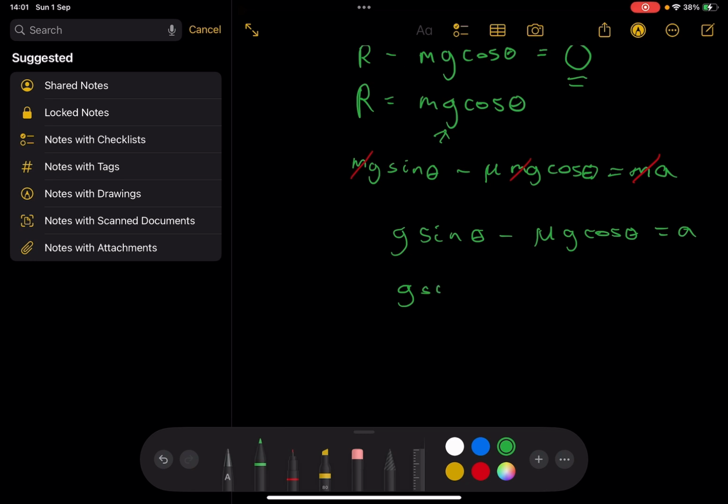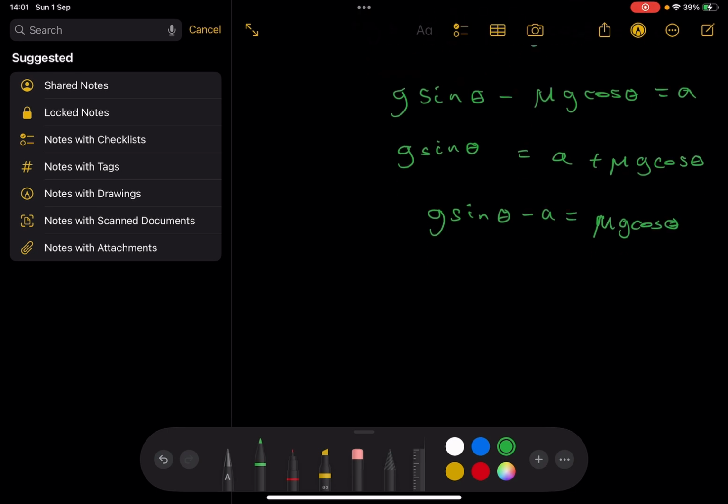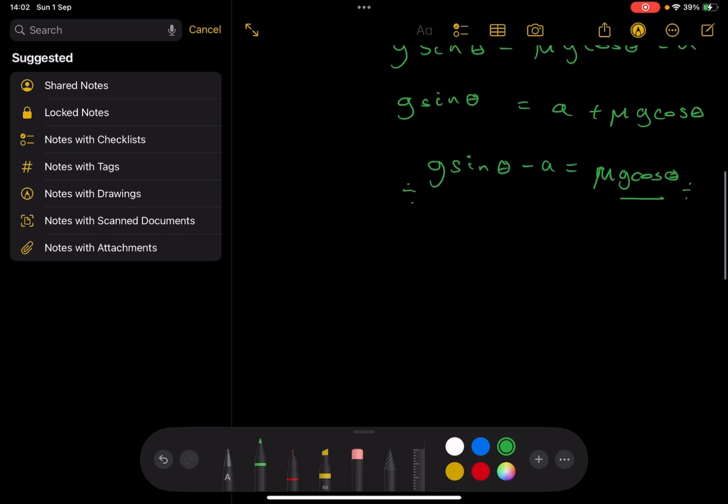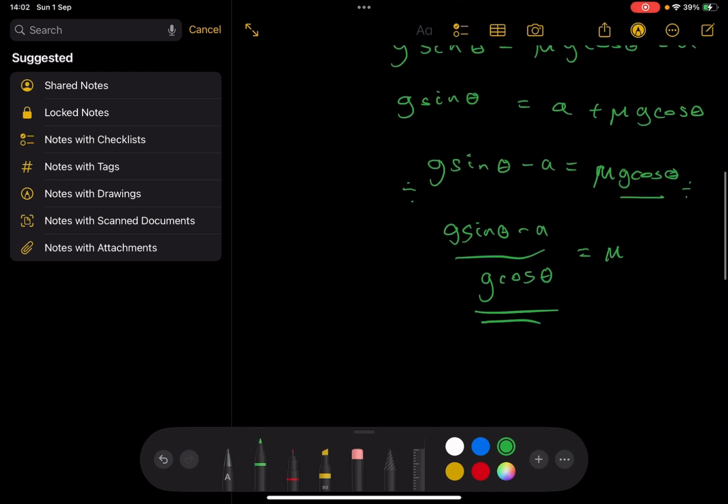We can now put mu g cos theta onto one side, and now we can subtract A, to get mu g cos theta on its own. All we need to get mu on its own, the coefficient of friction, is to divide by g cos theta. Divide both sides by g cos theta. So g sine theta minus A, divided by g cos theta, equals mu. So that's our formula. Now note that down so we can work it out.